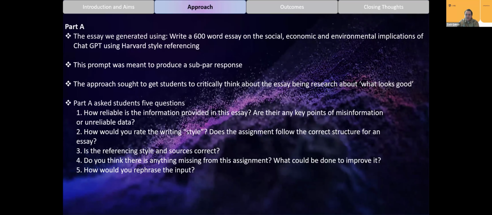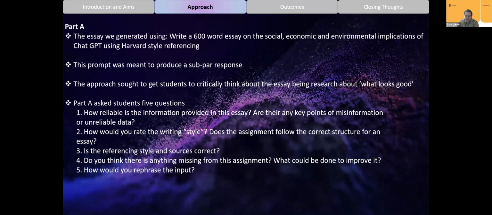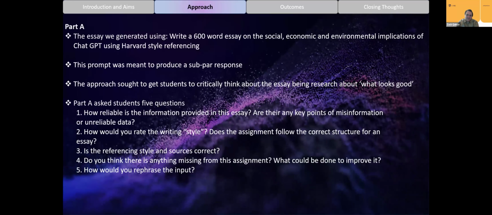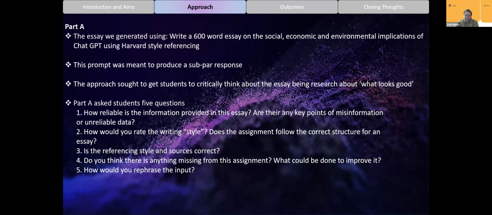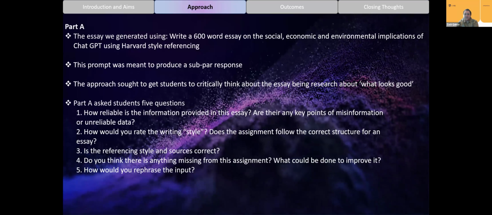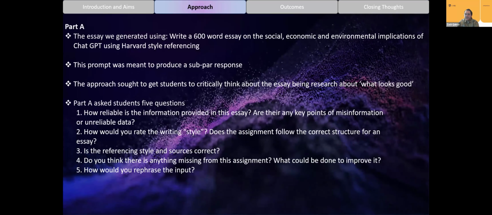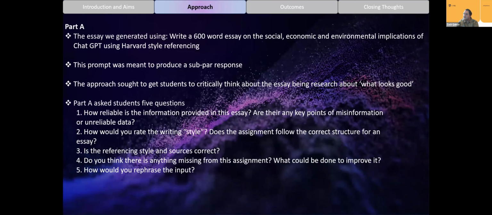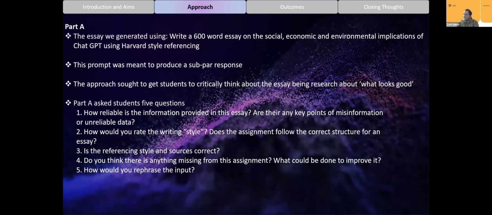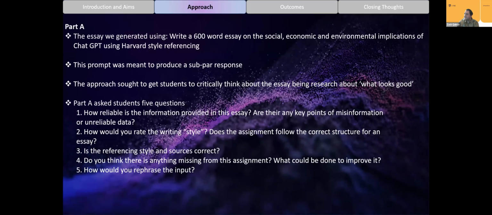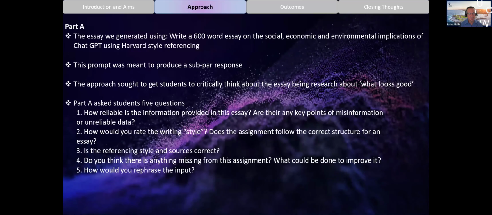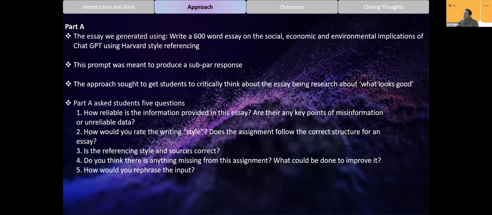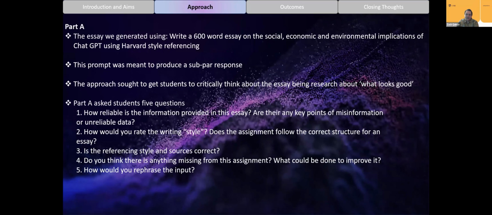So to do that, and also to address the perceptions and to make sure that the implicit and the explicit instructions were occurring, we asked the students 5 questions for part A. Most of these came down to, how was the information provided? Were there any points of misinformation or unreliable data? This was back at the start of 2023 when ChatGPT was creating references, was creating information that came out of nowhere. So we were expecting students to know that or be able to quickly find out that information.